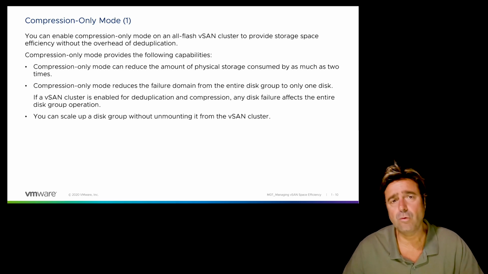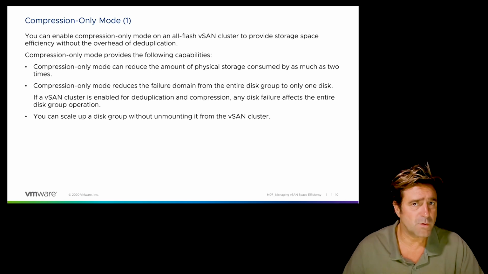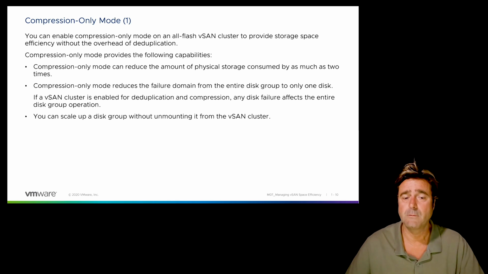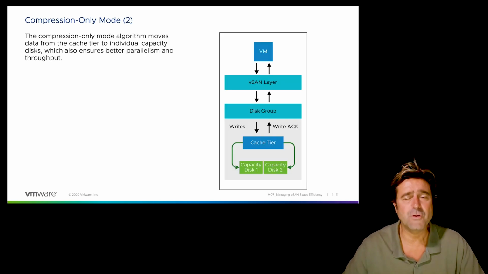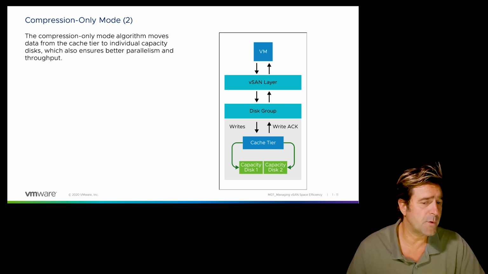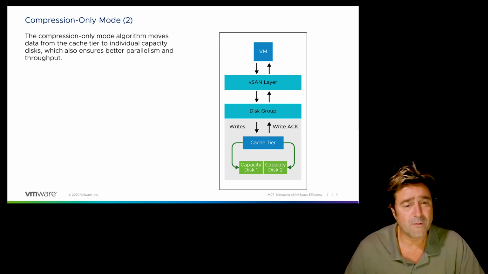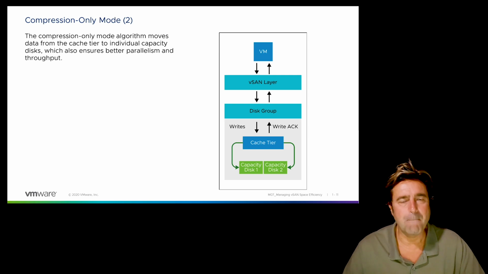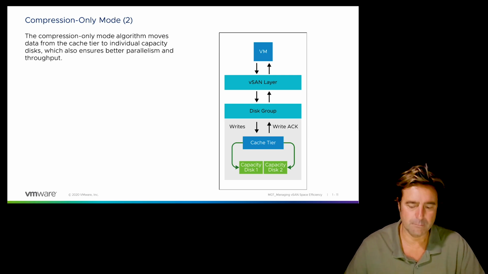Notice bullet number 2 talks about what I just mentioned a second ago. What happens if you lose a disk? Very easily you could remove the disk from the disk group instead of having to take apart the entire disk group. So in any event, this is for you to decide which one you are going to use. Now, when we take a look at this page, here they keep talking about compression only. And you can see it says the compression only algorithm moves data from the cache tier to individual capacity disks. The key there is individual, which also ensures better parallelism and throughput.